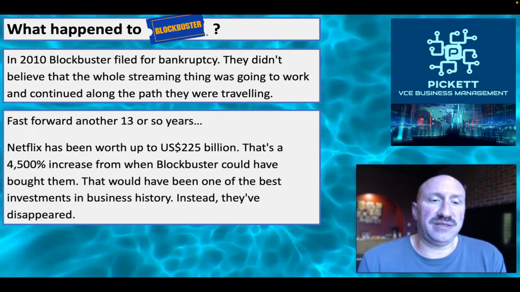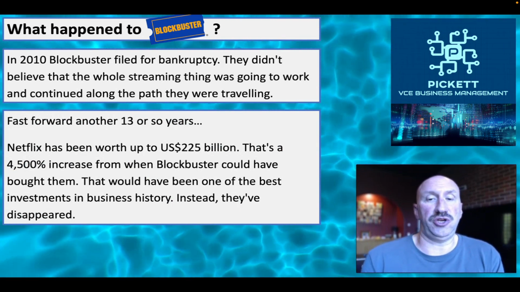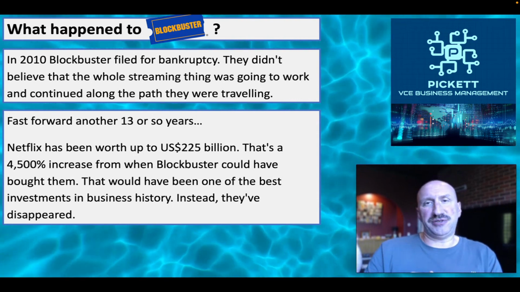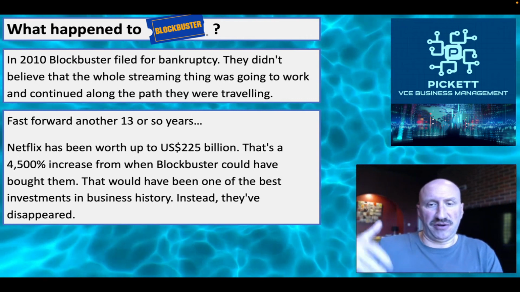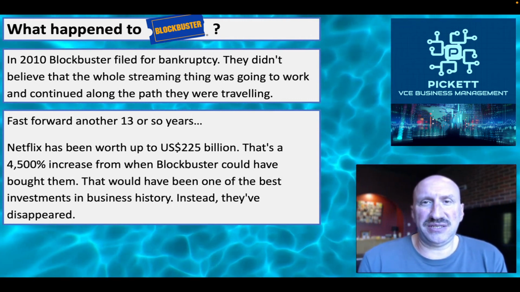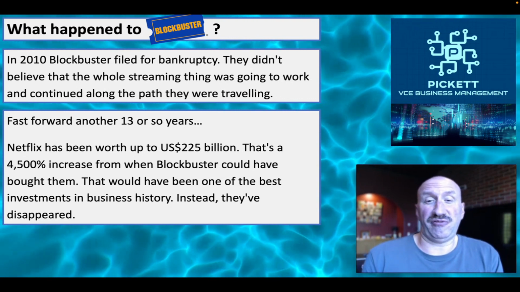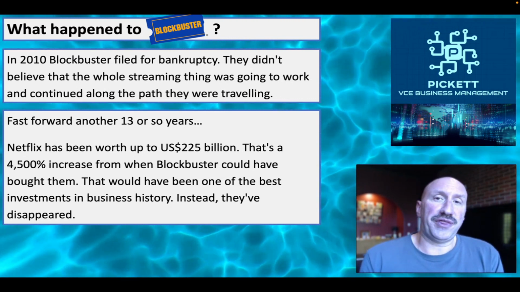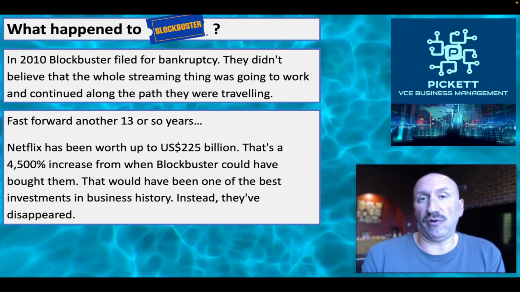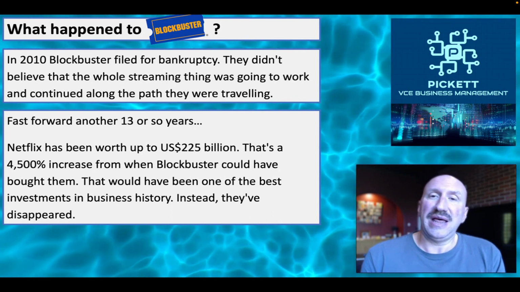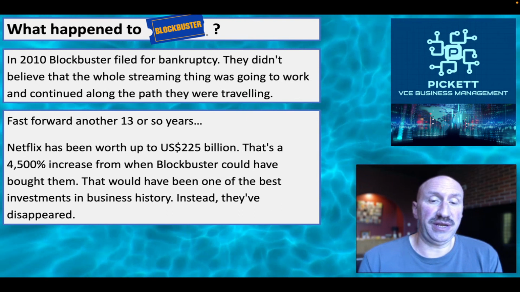Come forward 13 years, Netflix has been worth up to 225 billion US dollars. Okay. And I say up to because the share price changes, which means pretty much on a daily basis, the price is kind of fluctuating. But at its highest, I think around 2021, 2022, it was worth $225 billion. A 4,500% increase from when Blockbuster could have actually bought them for $50 million. That would have been one of the best investments in business history.